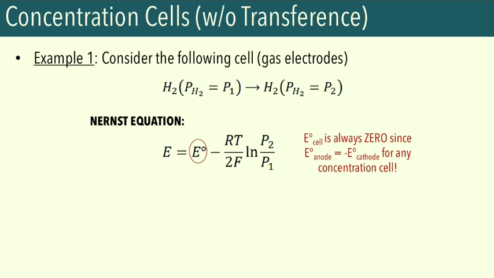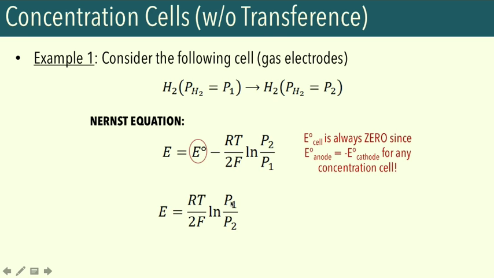So therefore, the potential is just going to be dependent on the variation in pressures in one electrode versus the other electrode. Okay, so for simplification, we just wrote out the cell potential as RT over 2F times ln P1 over P2. We just incorporated this negative sign inside our ln expression, which gives us the inverse of our ln expression over here.